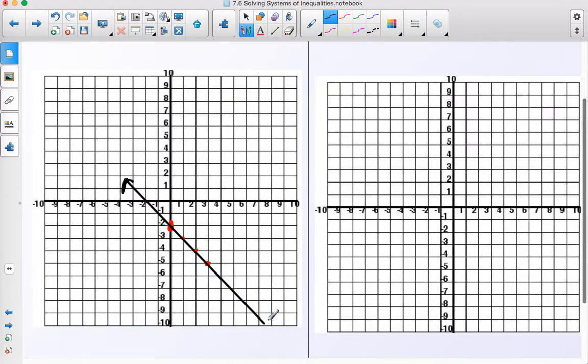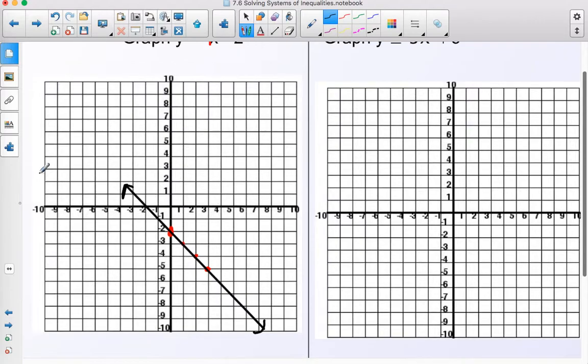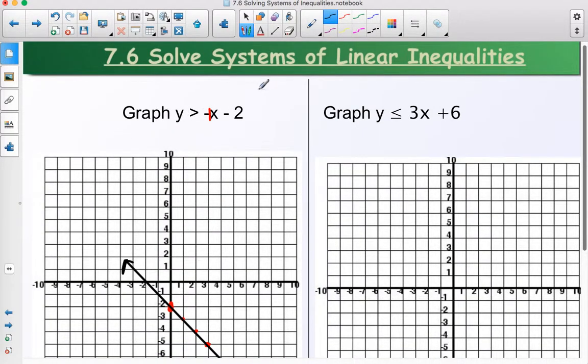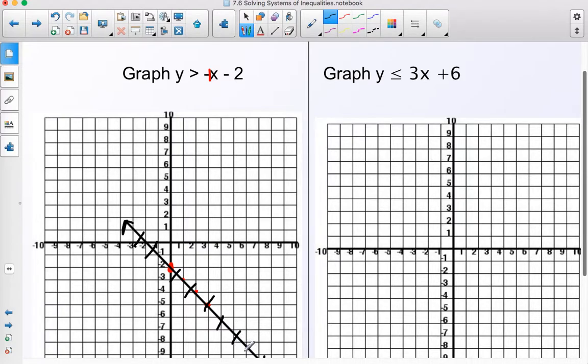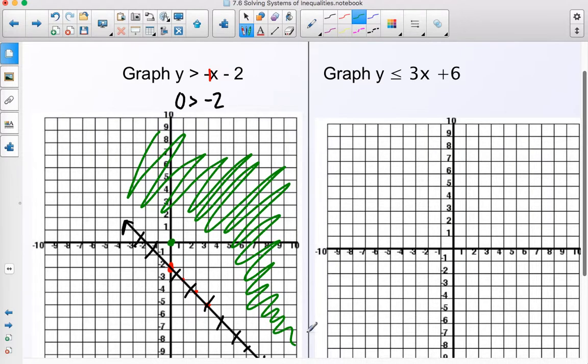So there's my boundary line, and then if I look up here, it actually should be dashed because it's just greater than. So I'd go back through and I would erase this, make this be dashed. Now with a dashed boundary line, I want all of my y's bigger than that line, or I could test 0, 0. If I test 0, 0, I get 0 is greater than negative 2, and that's a true statement. Because that's a true statement, it says this side works. I'm going to shade everything above that line.